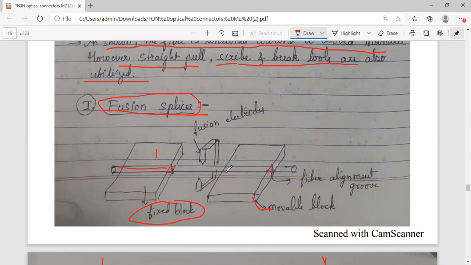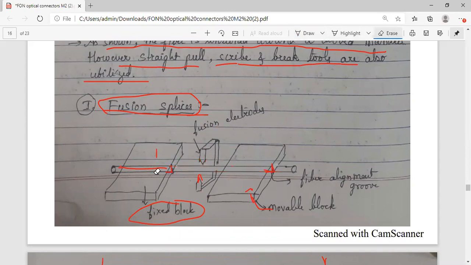Okay, here it is throughout, and the block at the position where you need splicing is movable for adjustment. This is your V-shaped groove, and this is your fusion electric arc. The electrodes here will give you the localized heating, in the part where you want to join, there it will give you the heating. With this groove, fibers can be joined.